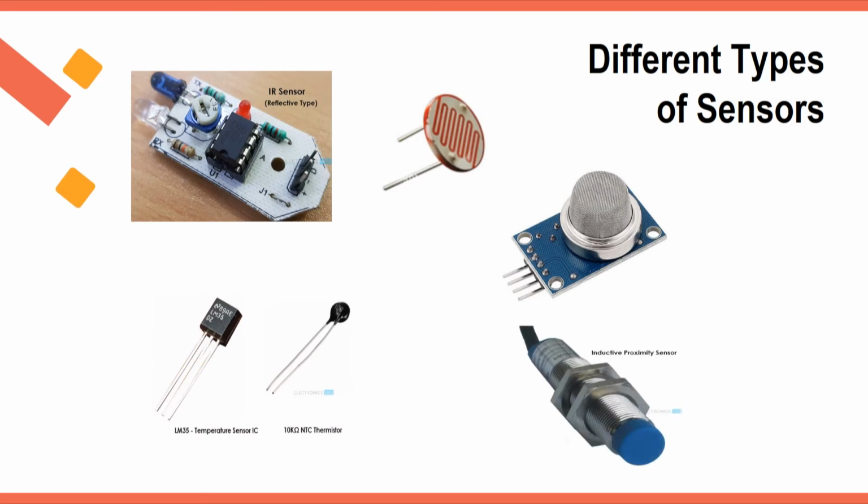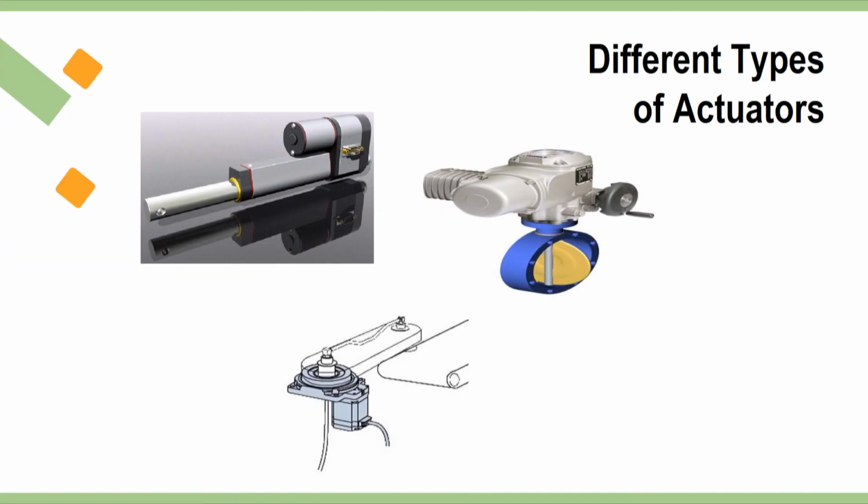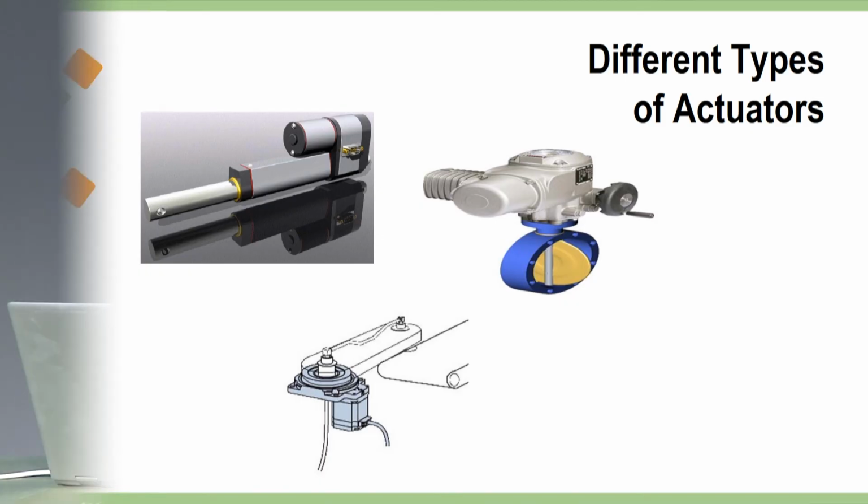Now, these are some diagrammatical representations of sensors. For example, LM35, this is a temperature sensor, this is your IR sensor, this is your light sensor, this is your gas sensor, and this is your proximity sensor. Proximity sensor gives the position of the physical object. Similarly, I have shown some actuators. This is your linear actuator, rotary actuator, and different types of actuators are available. So, these are some sensor and actuator diagrams where I have given the examples of sensors and actuators.